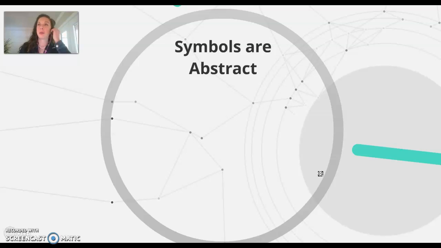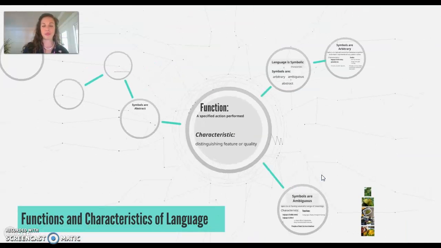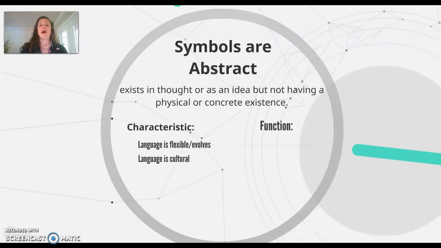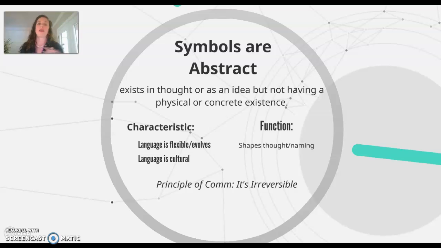Finally, another symbolic property of language is that it's abstract. What do we mean when we say language is abstract? It exists in thought or as an idea, but does not have a physical or concrete existence. So we have words for things that don't exist or that we can't prove, right? Think about the word love. You can't really put your finger on love itself, but you can describe love.